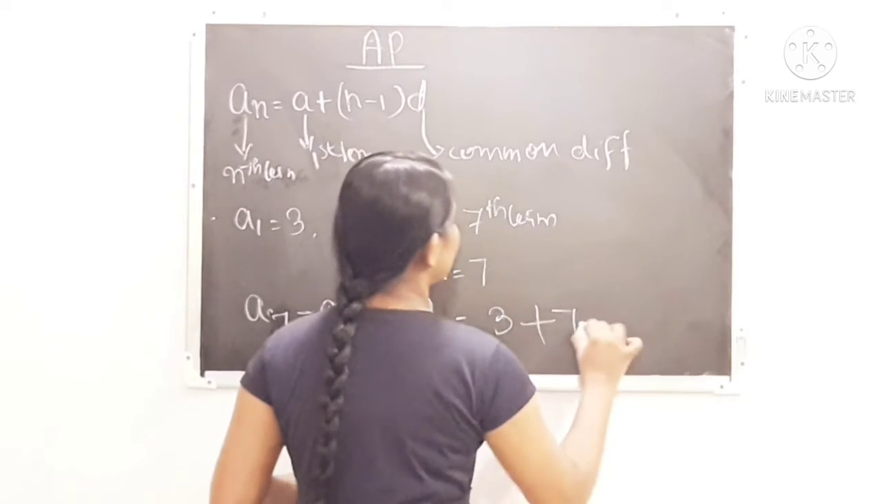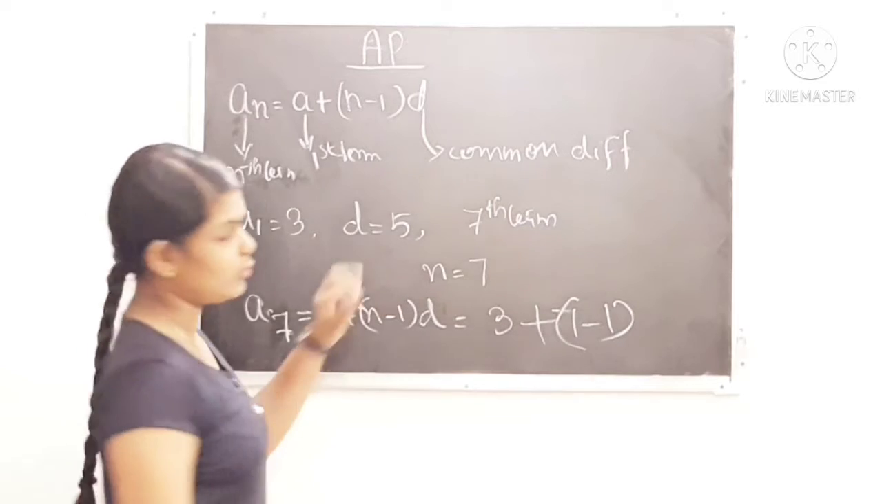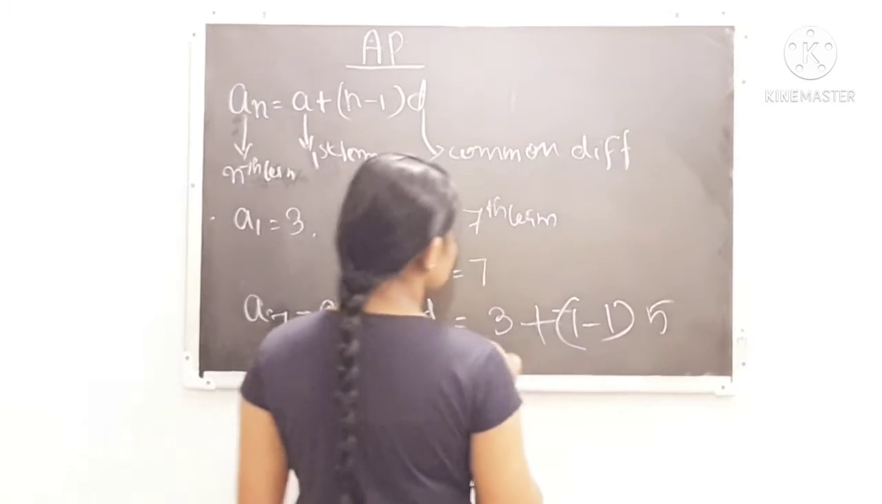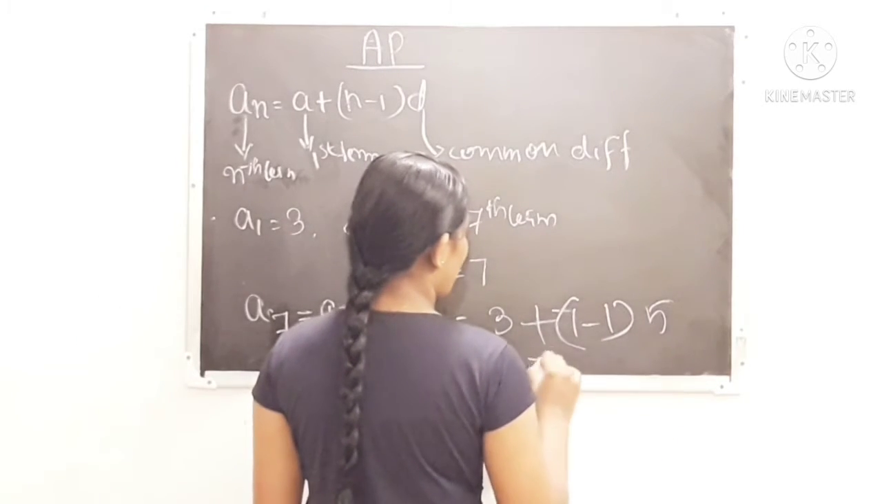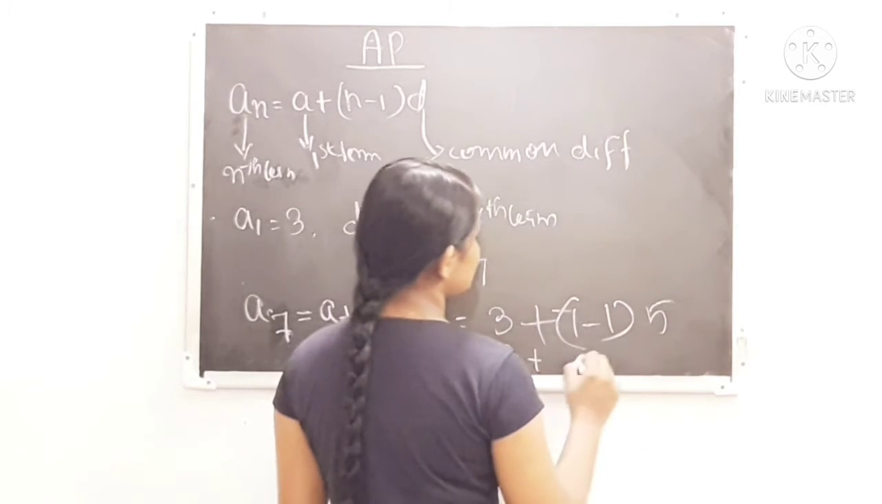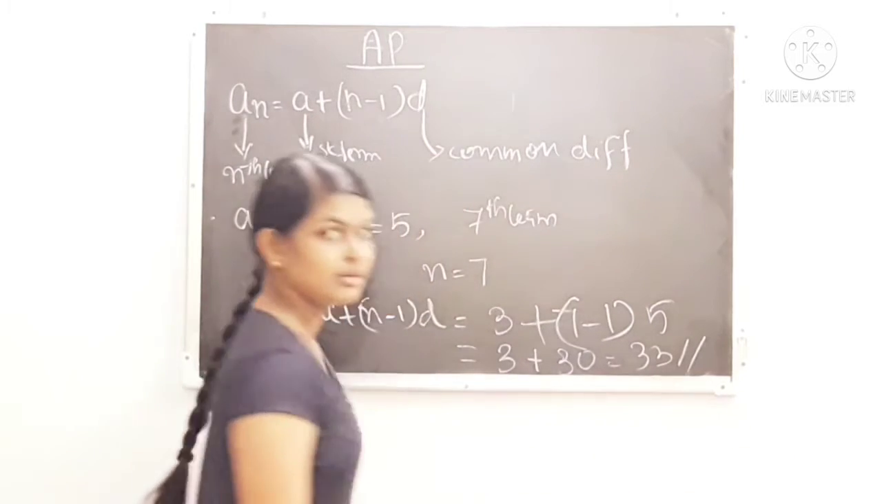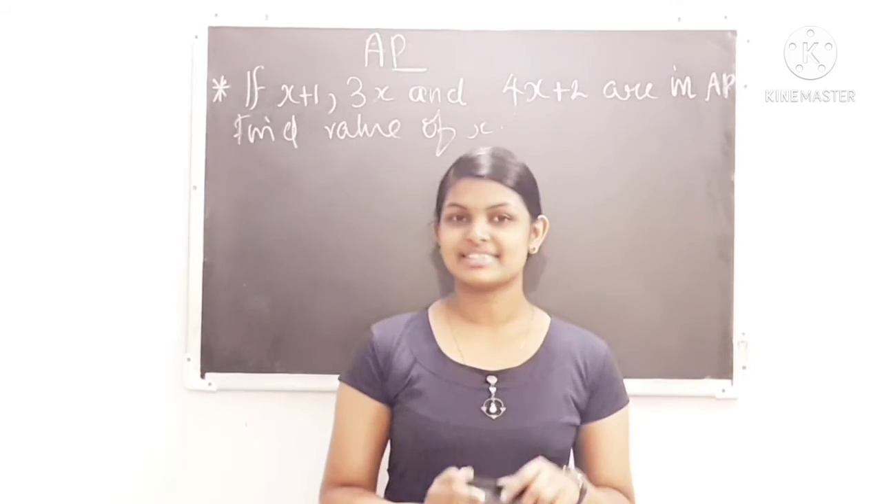So 7 minus 1 into, what is d here? The common difference is given as 5. So into 5. Now we can just do the mathematical problem. 3 plus (7 minus 1), where 7 minus 1 is equal to 6. So 6 into 5 is equal to 30. So 33 will be the 7th term in this AP. Now we can discuss a question.